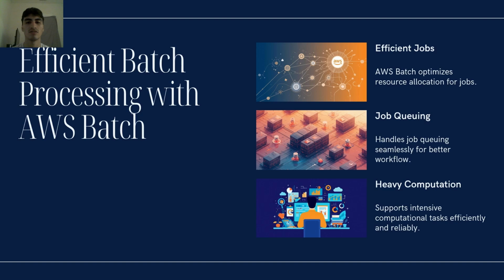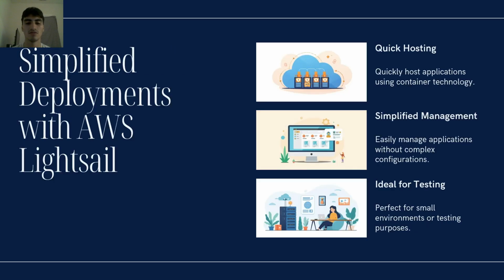AWS Batch is designed for workloads that involve running large numbers of jobs. These jobs can be containerized and execute automatically using AWS infrastructure. It is commonly used for data processing, analytics, and scientific workloads.